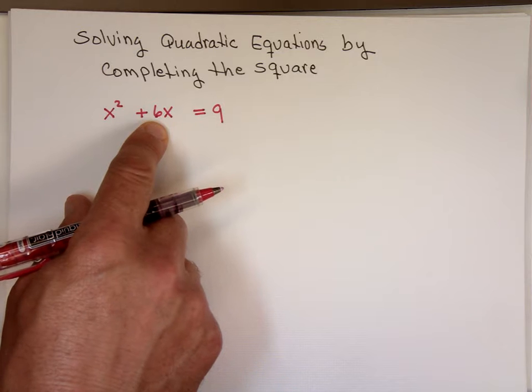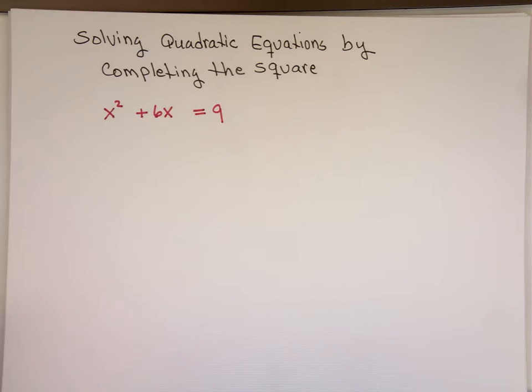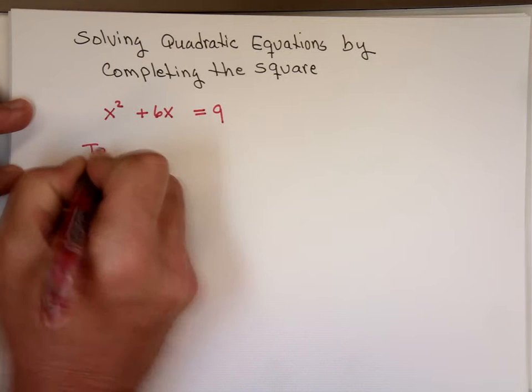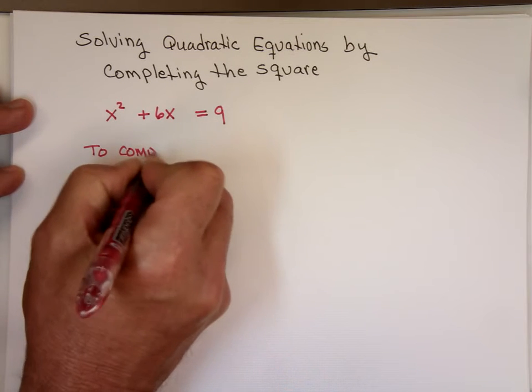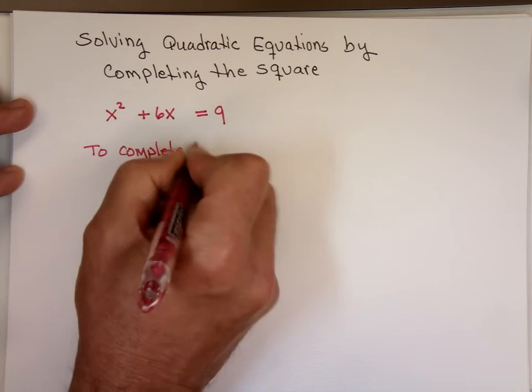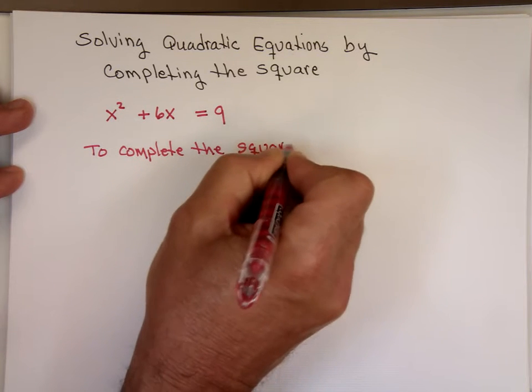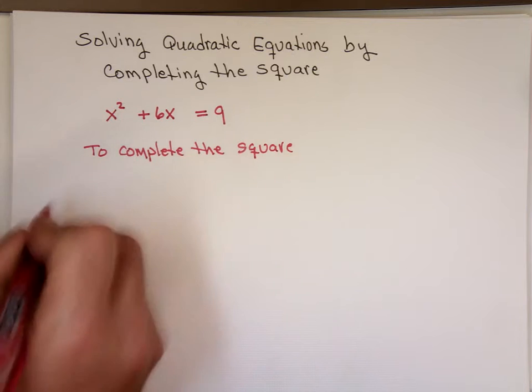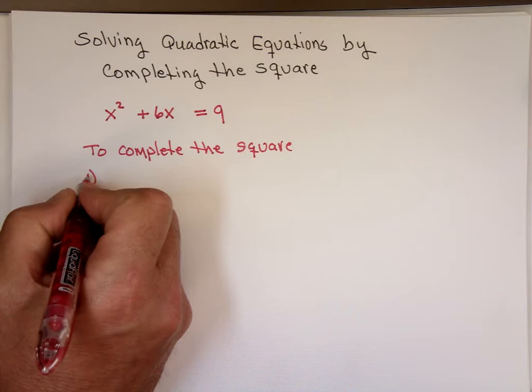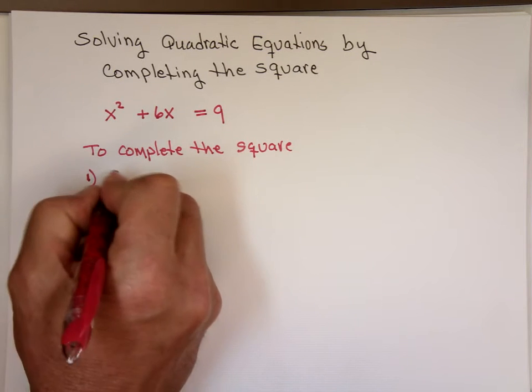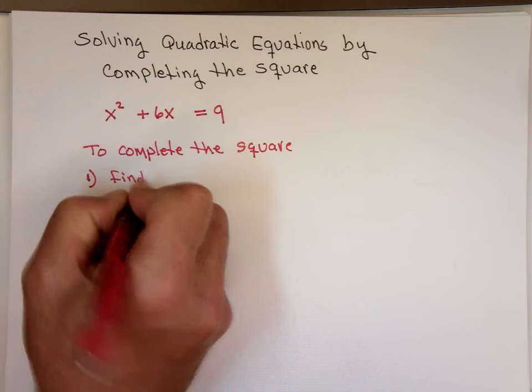Well, there's a couple of options. One of them we're going to look at is called complete the square. So how does complete the square work? The method we're going to use has 3 steps. Step number 1, you need to find, again, complete the square.